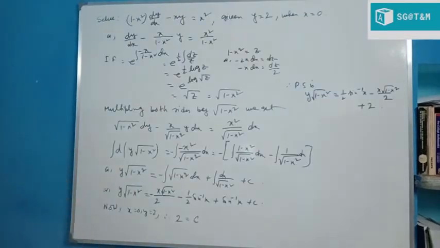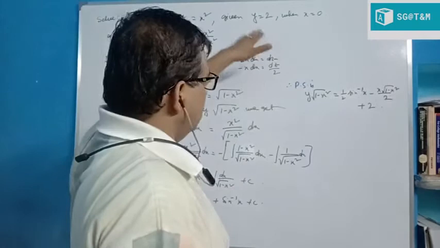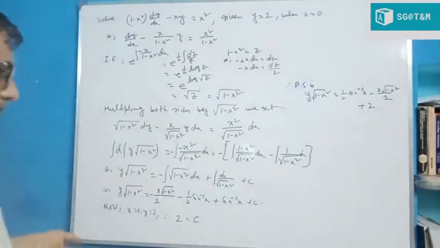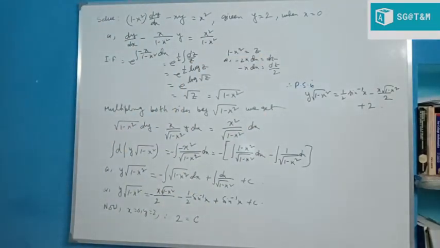Next question. Solve (1 minus x square) dy/dx minus xy is equal to x square, given y is equal to 2 when x is equal to 0. That means we have to find out the particular solution. This given condition we use at the end. First we solve this equation. Obviously this is also a linear differential equation.